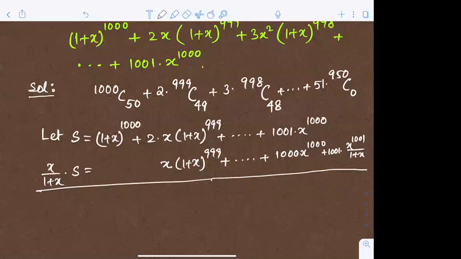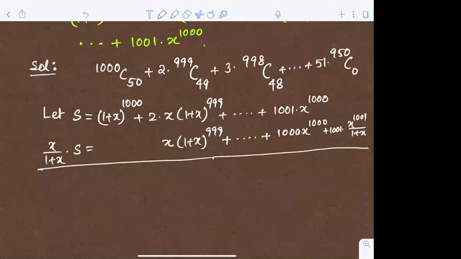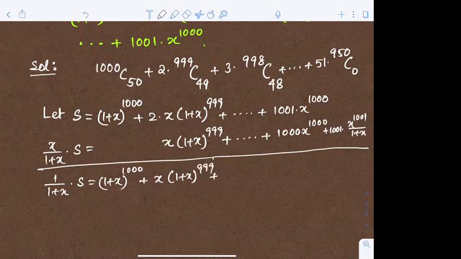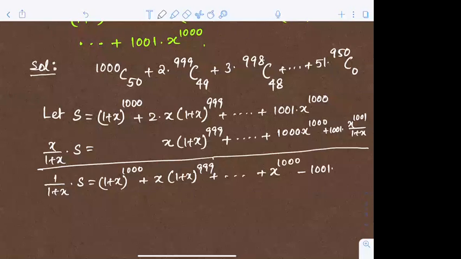তাহলে এখানে আসছে 1 minus x by (1 plus x), সেটা হয়ে যাবে 1 by (1 plus x) into s is equal to, এদিকে আসবে (1 plus x) whole power 1000, তার পরের টার্মটা আসবে x into (1 plus x) whole power 999 dot dot dot, এই টার্মটা আসবে x to the power 1000 and ওটা হবে minus 1001 into x power 1001 divided by (1 plus x).